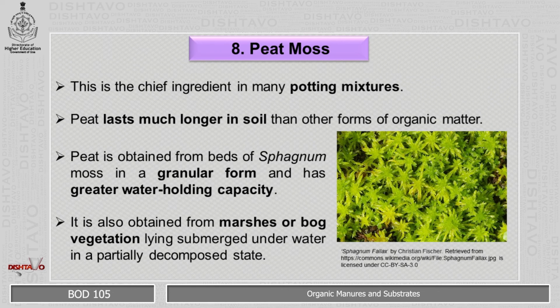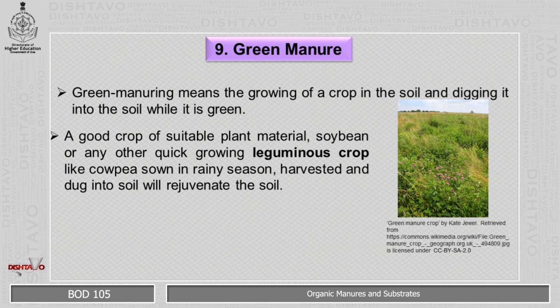Peat moss. This is the chief ingredient in many potting mixtures. Peat lasts much longer in soil than other forms of organic matter. Peat is obtained from beds of sphagnum moss in a granular form and has greater water holding capacity. It is also obtained from marshes or bog vegetation lying submerged underwater in a partially decomposed state. Green manure.